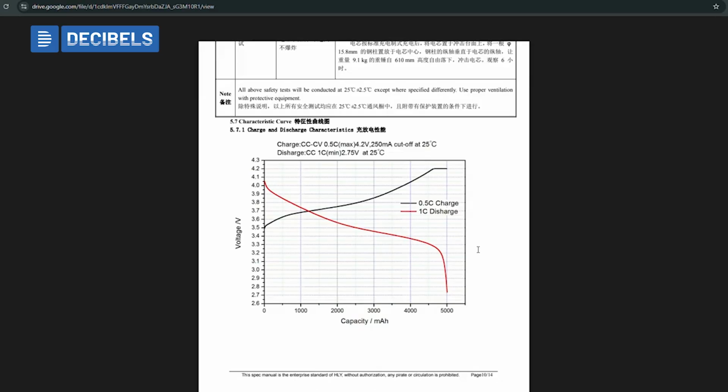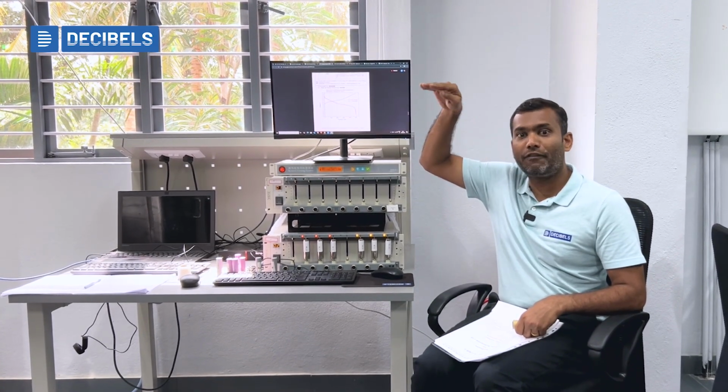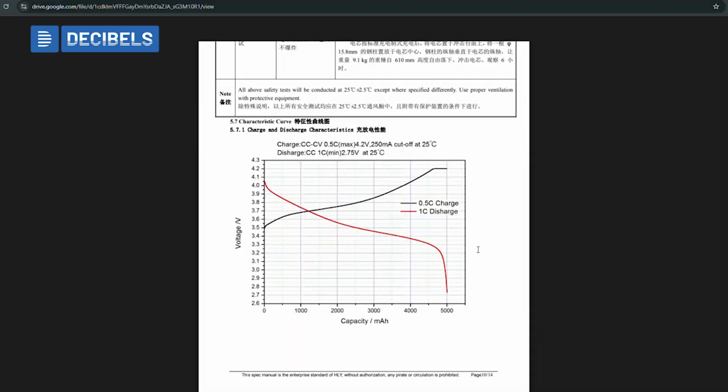So he says that the charge is done at 0.5 C and the cutoff voltage is about 4.2 volts, and the cutoff current is about 250 milliamp when the cell hits the beginning of the CV region, at 25 degrees Celsius. And then the discharge is done at about 1 C up to the undervoltage cutoff of about 2.75 volts, again at 25 degrees Celsius.